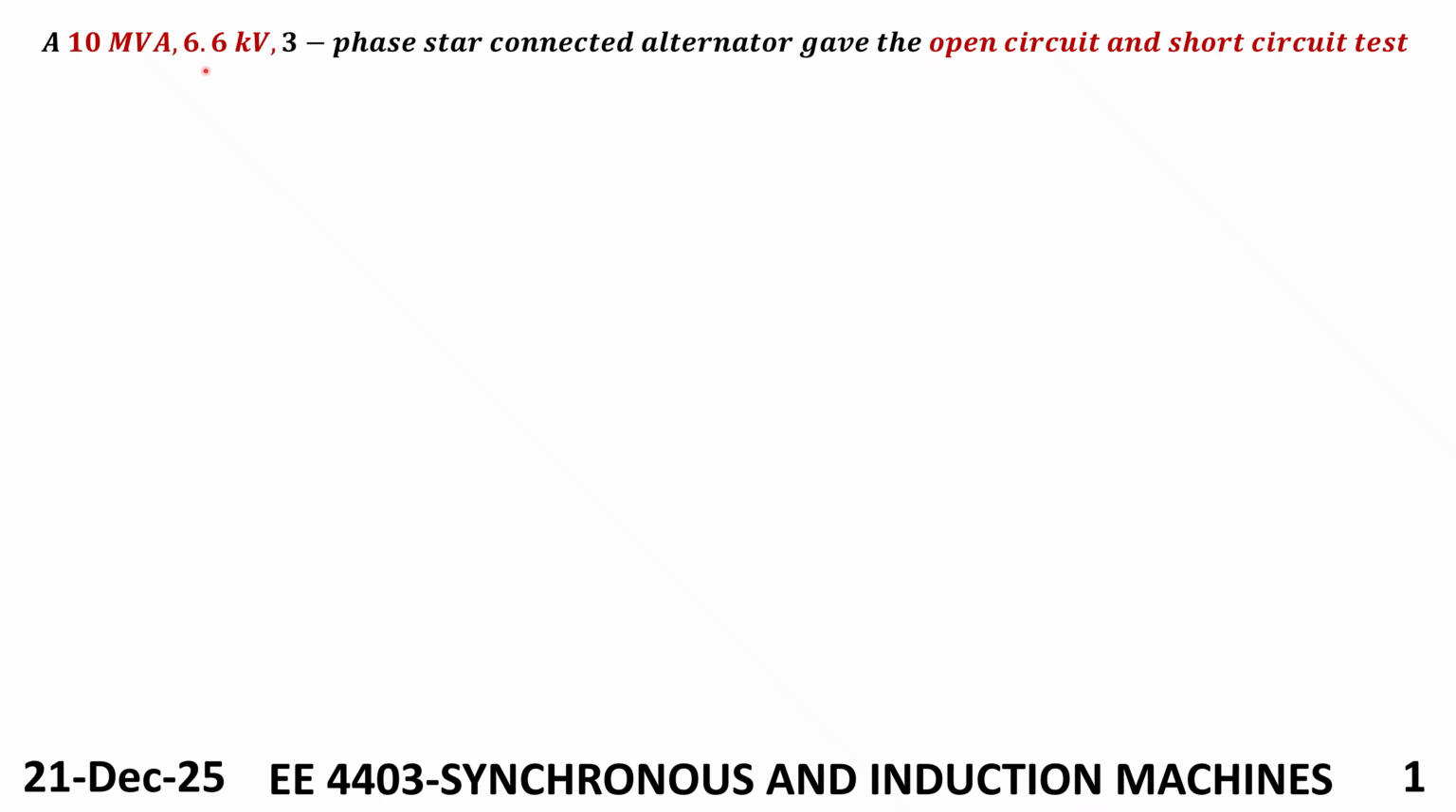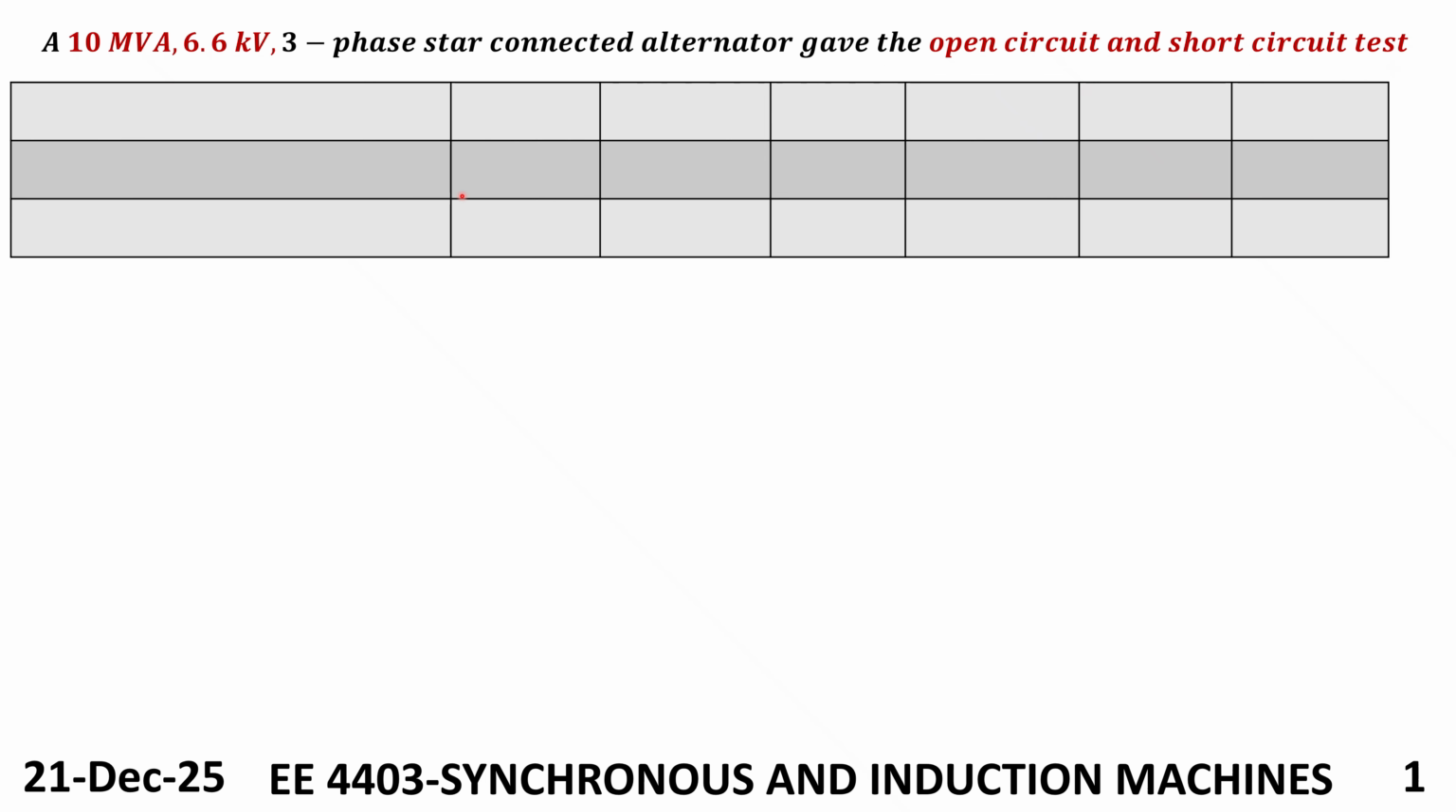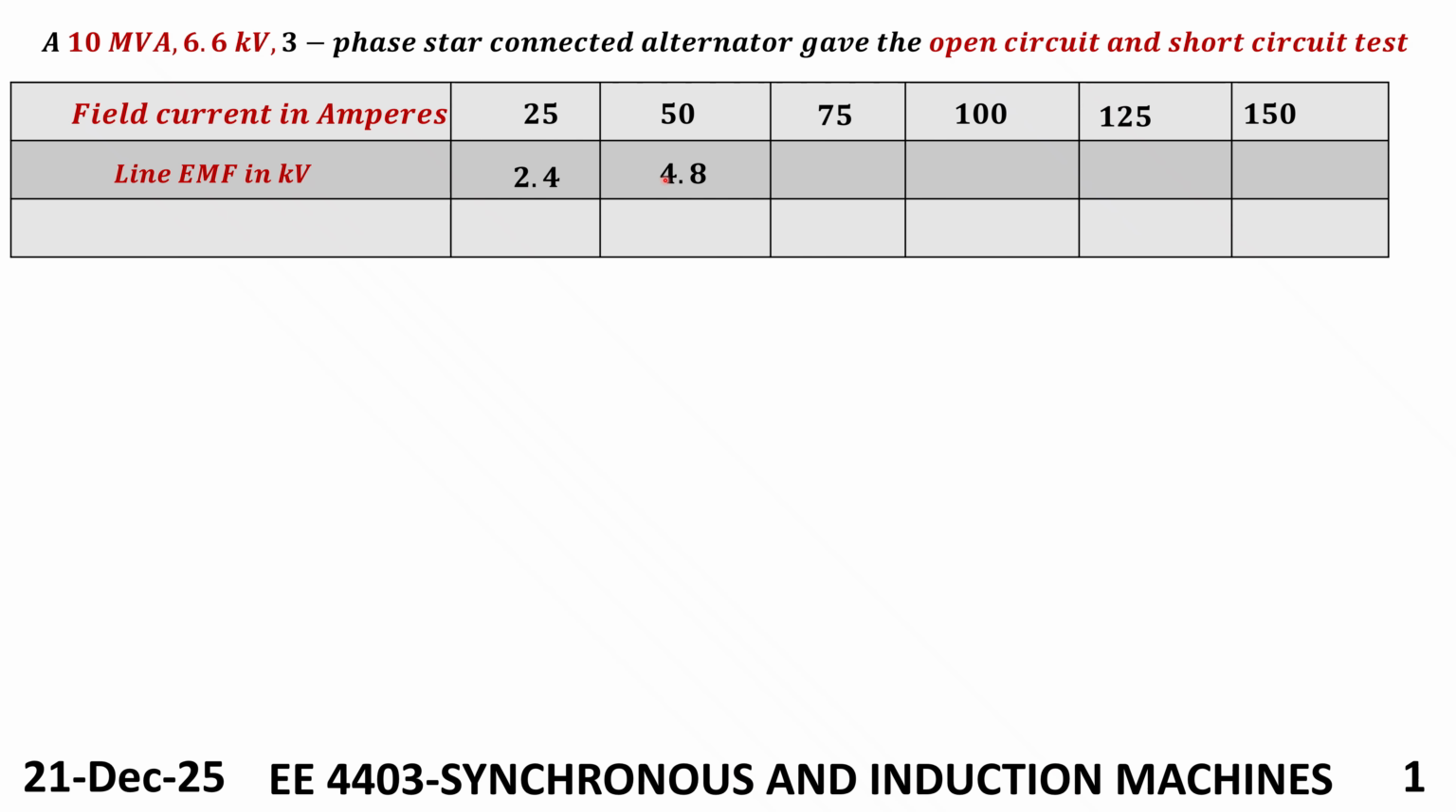Today we are going to discuss one more problem on the EMF method. A 10 MVA, 6.6 kV, 3-phase star connected alternator gave the open circuit and short circuit test details, in which we have 25, 50, 75, 100, 125 and 150. Line EMF in kV is also given as 2.4, 4.8, 6.1, 7.1, 7.6, 7.9. And the short circuit current in ampere is also given as 288, 528 and 875.